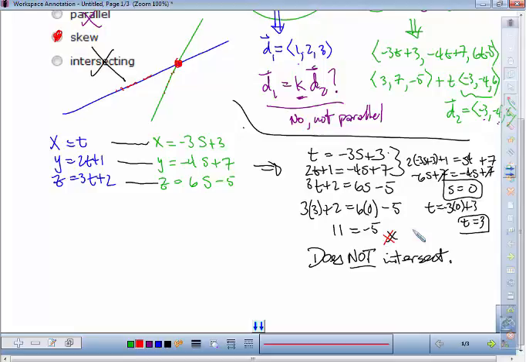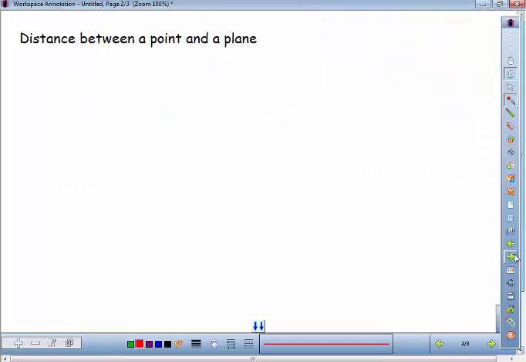Okay. All right. So that's our last of our intersecting things. We got two lines, we got two planes, and then we got a line and a plane. All right. And now let's look for some distances. Distance between a point and a plane.